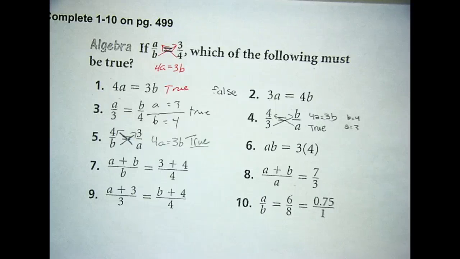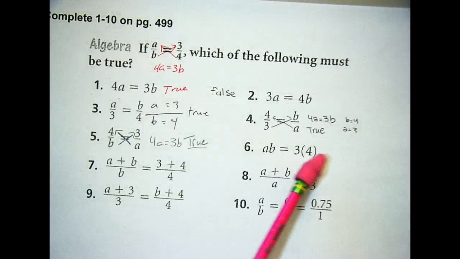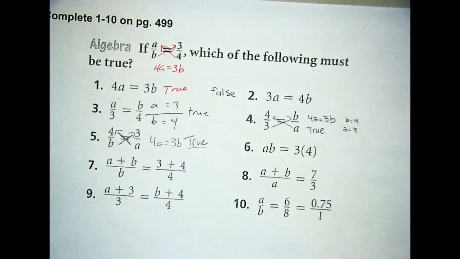Okay, so we said that it's not always going to be true, because if you look down here at 10, when it says A over B equals 6 over 8, if you multiply 6 times 8, it's not going to equal 3 times 4. So it will not always be true. A times B does not necessarily equal 3 times 4.